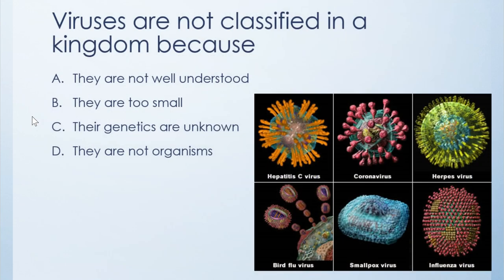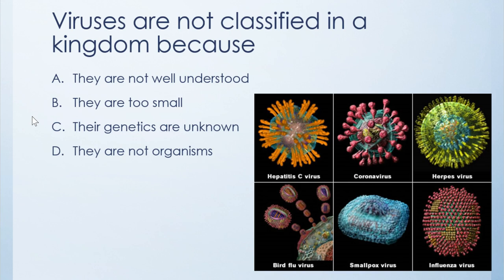All right, so viruses are not on that list. Why not? Viruses are not classified in a kingdom because they are not well understood, they're too small, their genetics are unknown, or they're not organisms. Viruses have their own classification system because they are not organisms. They are not alive. Viruses are not alive, right? I know that's a hard thing to kind of accept, but we will talk about why viruses are not actually organisms later on.